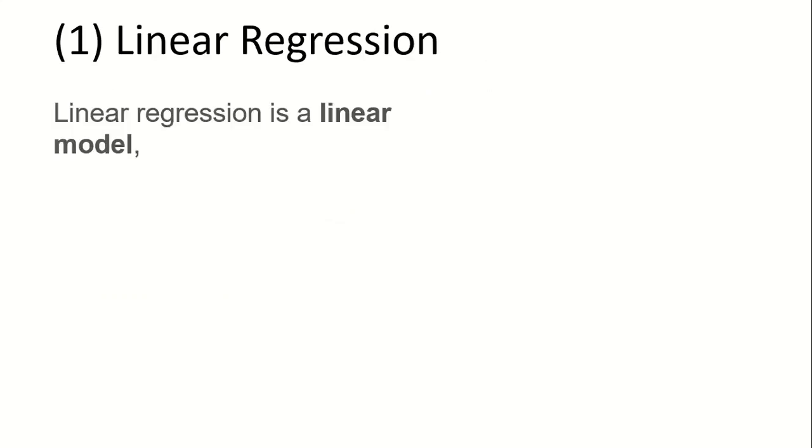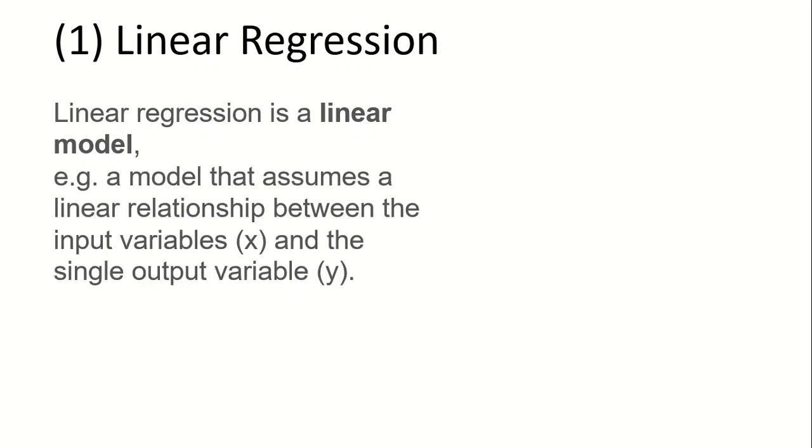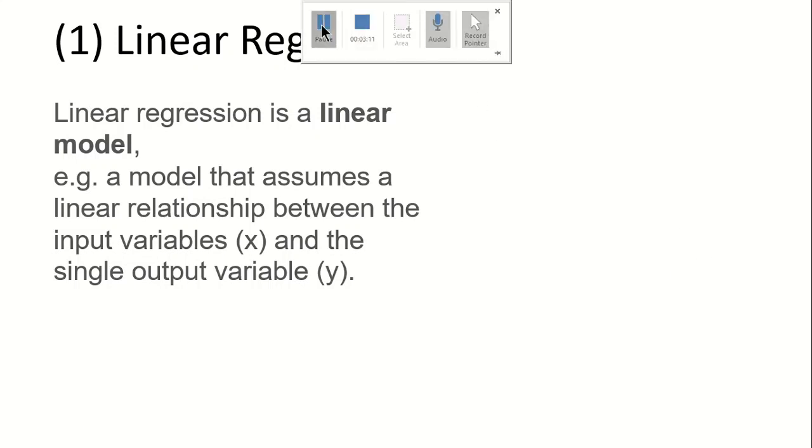Linear regression is a linear model. Linear model means that the model is a straight line actually. It is a model that assumes a linear relationship between the input variables and the single output variable. Here the input is a set of variables x, a vector, and the output will be a single value, which we call the y variable. In other words, we call them independent variables and dependent variables.